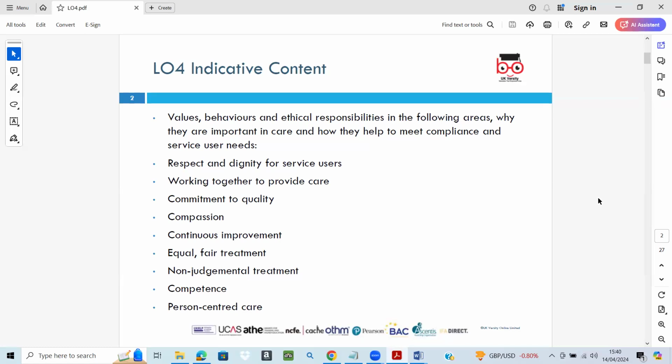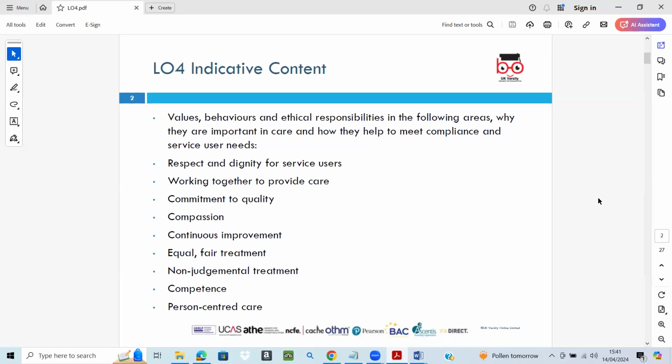Okay, so competence ensures that the care workers have the necessary skills and knowledge to provide effective care, which is crucial for both compliance and meeting the needs of service user. And in the last, we have person-centered care.